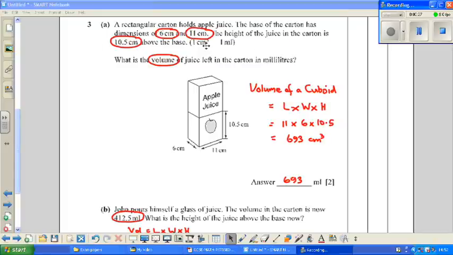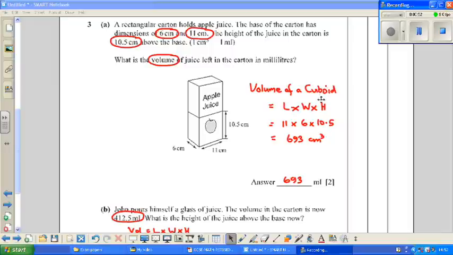So we need to remember our dimensions are in centimeters, so when we work out the volume it's going to be in centimeters cubed, but that's identical. 1 centimeter cubed is identical to 1 milliliter, so it's just a straight conversion. Whatever the volume is in centimeters cubed, it'll be the same volume in milliliters.